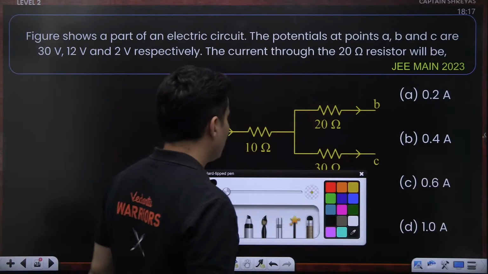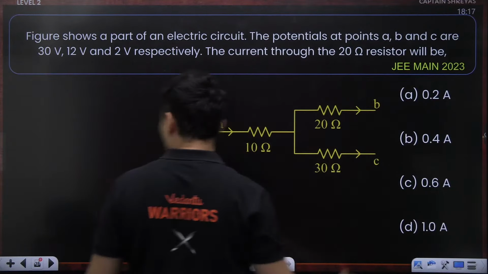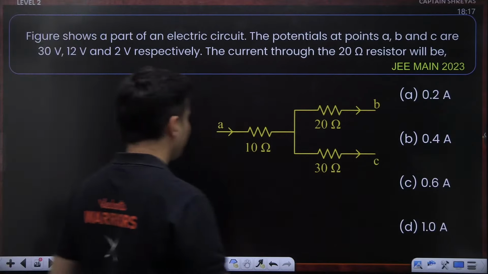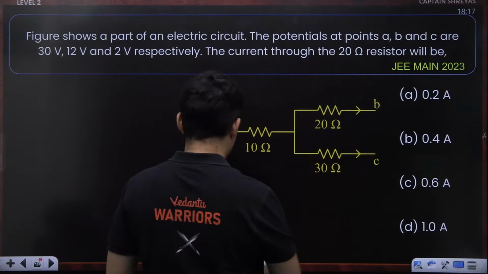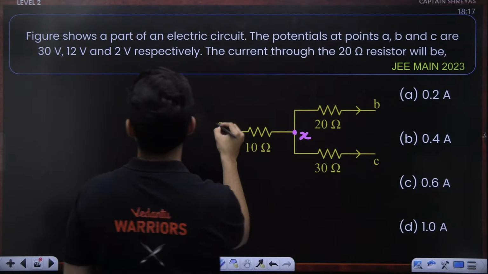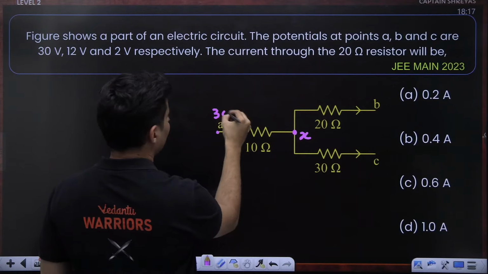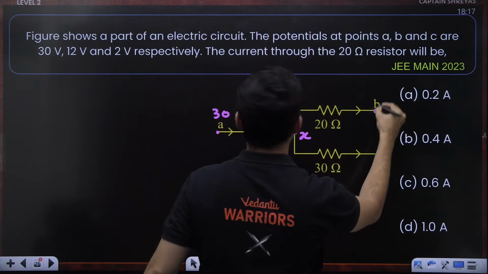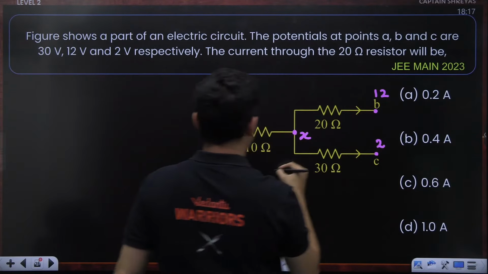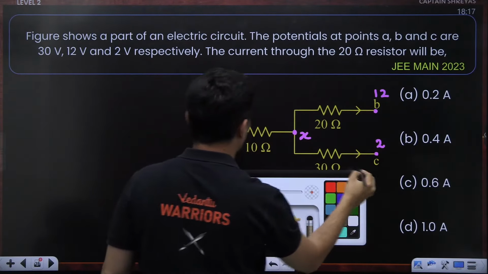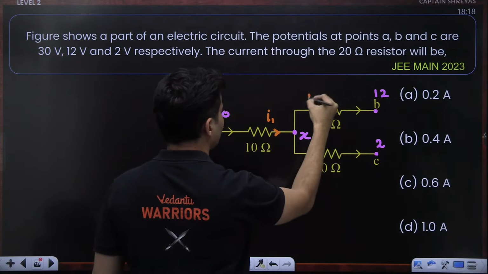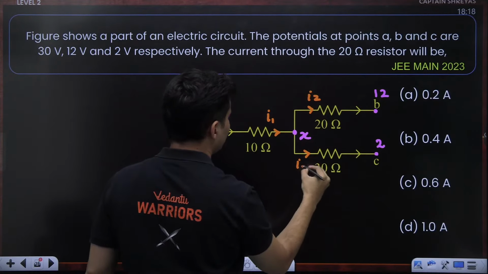Okay. So here is what I will do. I'll just assume, maybe I'll need some more slides over here. Just create a duplicate. I'll just assume the voltage over here to be X. This point's voltage, how much is it? A is 30, B is 12, and C is 2. Okay. Let us take the currents also. The current will go like this. Let's say I1. It will come out like this. Let's say I2, and it will come over here. Let's say it is I3.